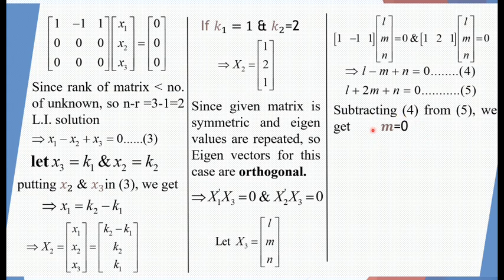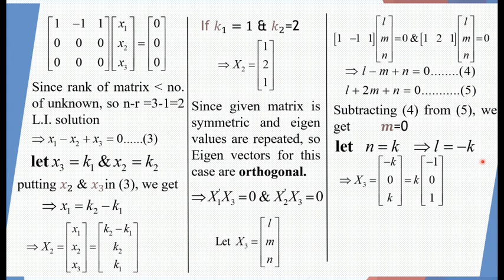So this is the value of one variable, M, and if we put M equals 0 in either equation, we get L plus N equals 0. So for this, letting N equal K, L is equal to minus K. So X3 is equal to (-K, 0, K), and taking K as common, or putting K equals 1, we get (-1, 0, 1). So this is the third eigenvector.